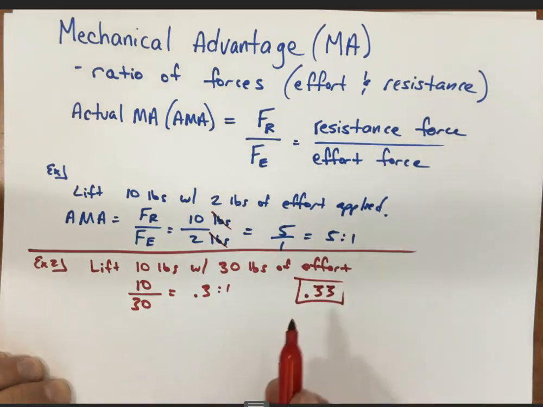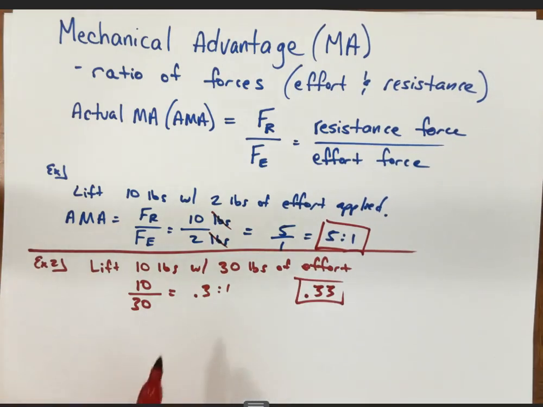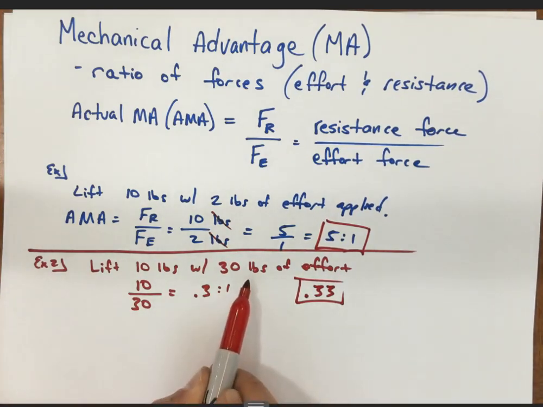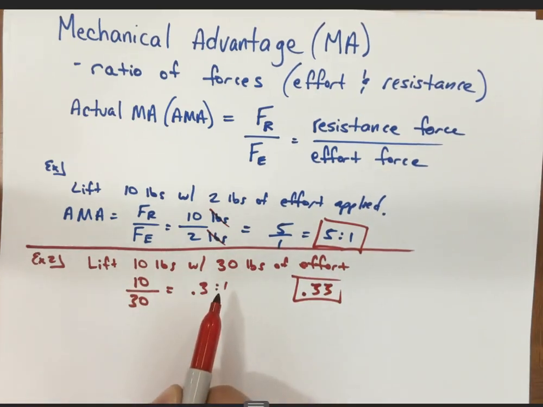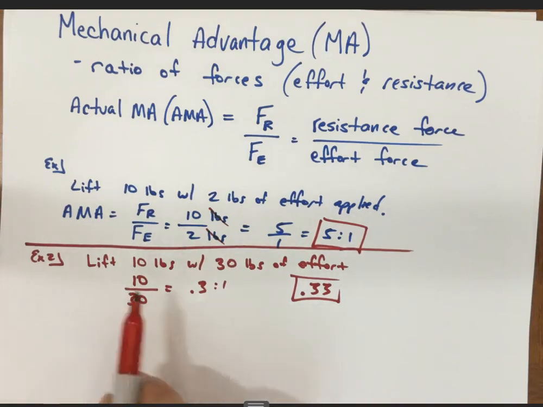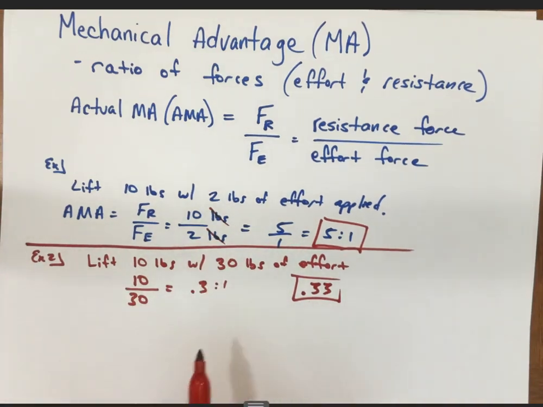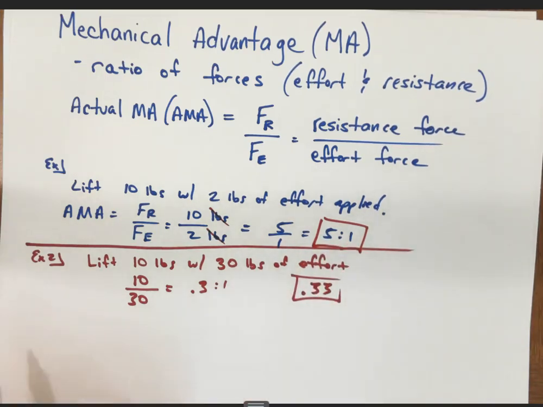So what does that mean compared to our previous of 5? Well, in this case, it's taking more effort than the object itself. So it seems like a disadvantage. All right, well, we still call it mechanical advantage. The mechanical advantage, though, is a decimal of 0.3. It's less than 1. So while I don't really get a very good advantage when it comes to force, maybe that earlier trade-off we talked about, distance, somehow will factor in here.